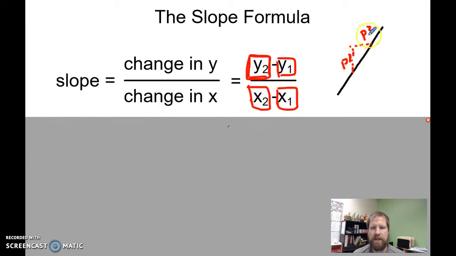If I set this up and I subtract my y value from point 2 from my y value from point 1, and then I subtract my x value from point 1 from my x value of point 2, I'm going to end up with a different slope. My slope is actually going to be opposite.